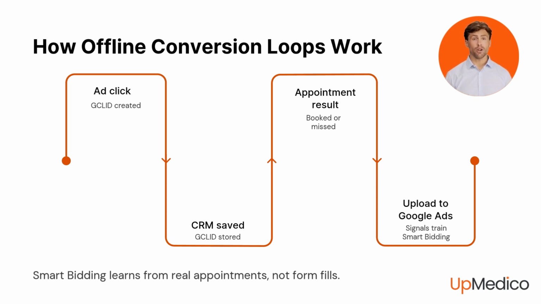That event is uploaded back to Google as an offline conversion. Google can now match it to the campaign, keyword, and bidding decision that generated the original click. Over time, your campaigns stop learning from basic inquiries and start optimizing around real patient outcomes. This is the loop most UK private clinics have not yet closed.